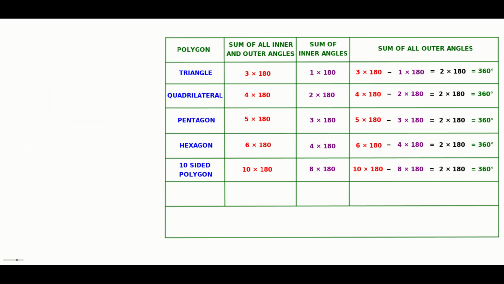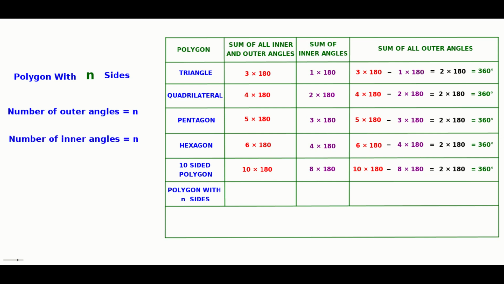Now in general, consider a polygon with n sides. In an n-sided polygon, if you make one outer angle at each vertex, you have n outer angles and also n inner angles, and therefore the number of linear pairs will be n. Therefore, sum of all inner and outer angles is n times 180.